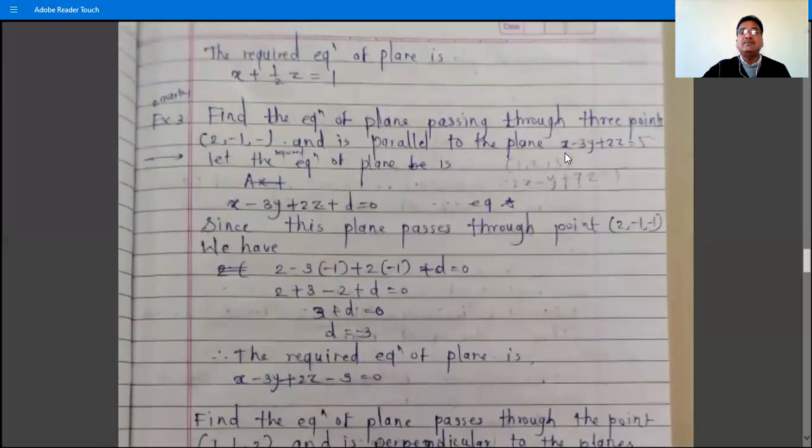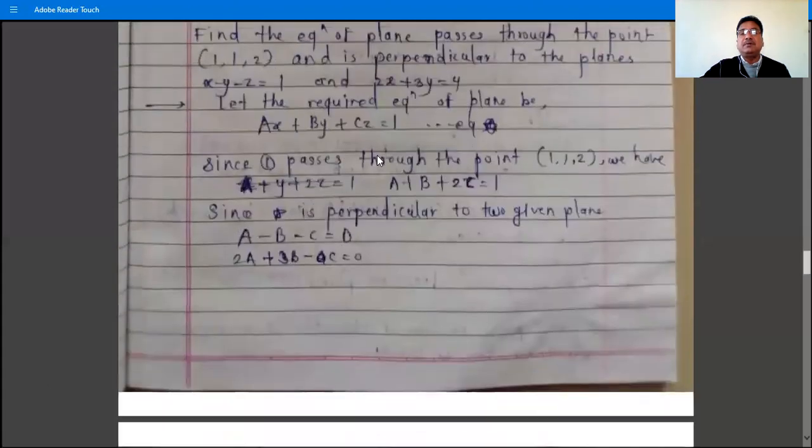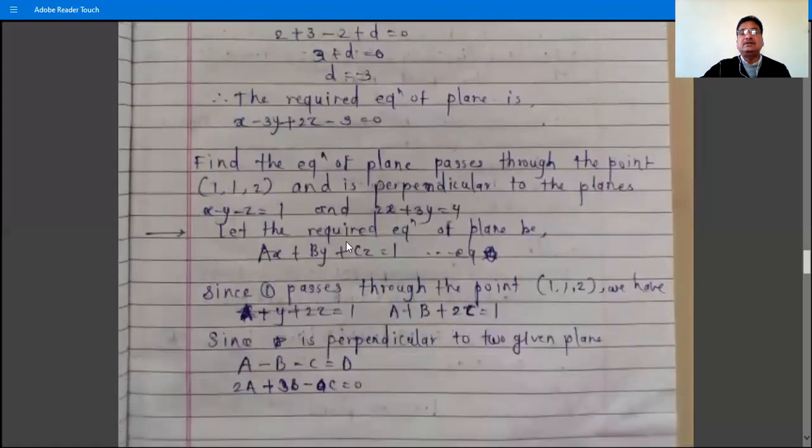The same kind of problem is here. We are given 1 point on the plane, and the plane is perpendicular to these 2 planes. So take the required equation of the plane as ax plus by plus cz is equal to 1. Since the plane passes through this point, the point satisfies the equation of the plane. We have this equation is equal to 1. Write x, y, z as 1, 1, 2.